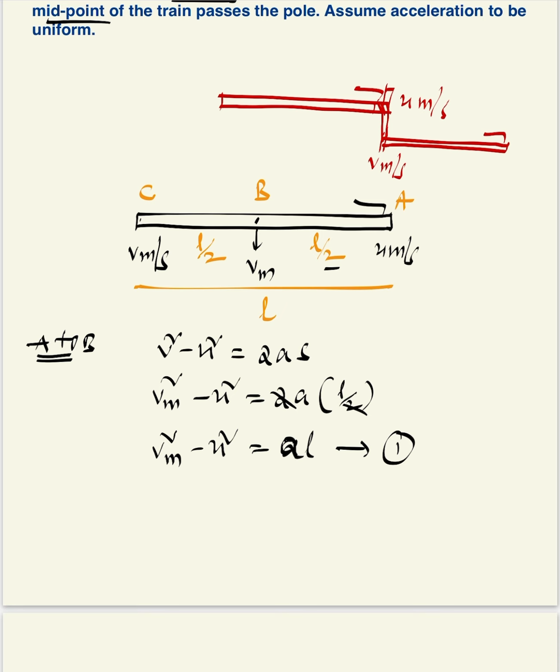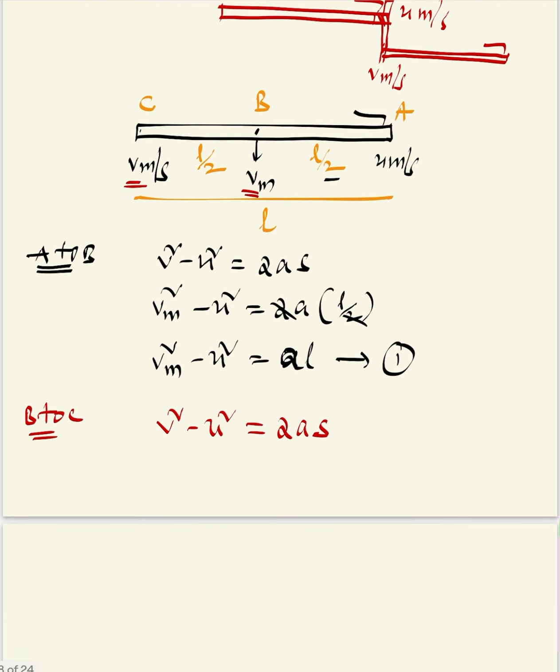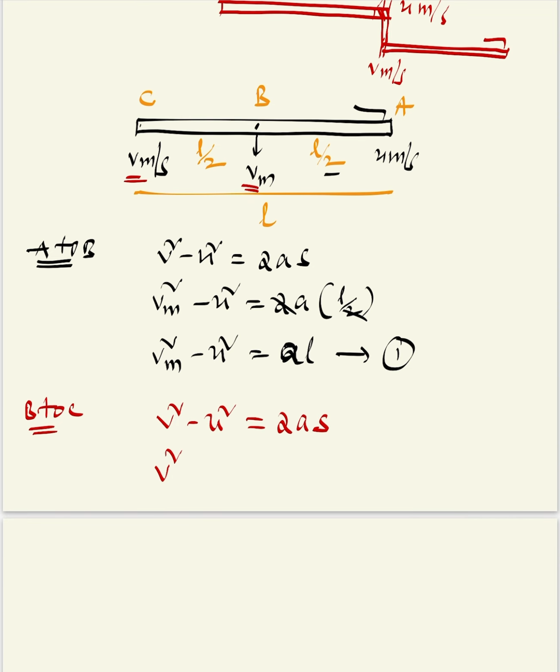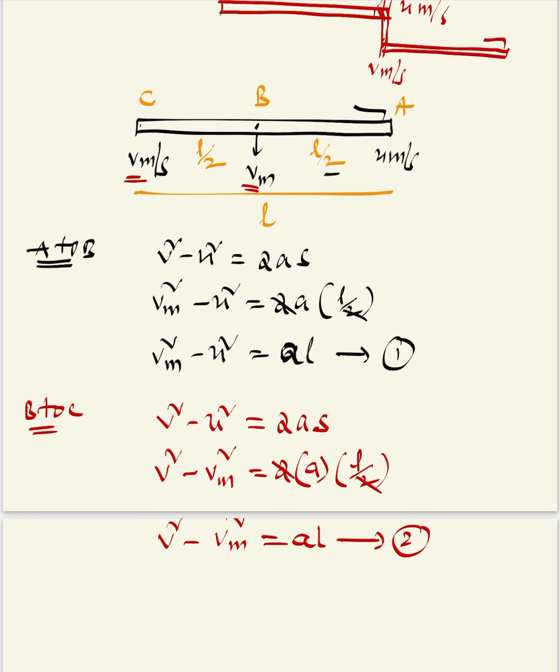So now again you take b to c, from the equation of motion v square minus u square equal to 2as. From b to c, this is the final velocity and this is the initial velocity. So what is the final velocity? V square only. Initial velocity Vm square, 2 into a only, s is L by 2 here. Then the 2 gets cancelled. V square minus Vm square equals a into L. Let it be equation 2.